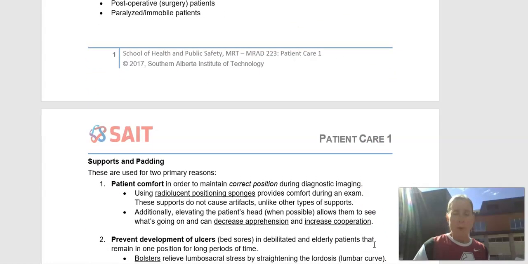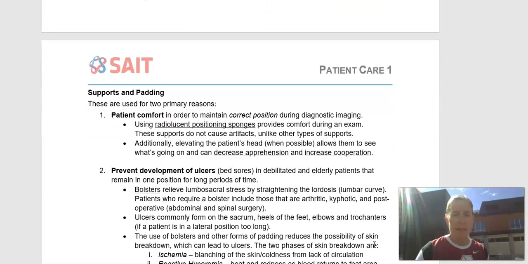When we are looking at having the patients transferred, we want to make sure when we're talking about supports and padding that the patient is comfortable. We need to have those patients in the correct position in order to obtain the x-ray. And in order to assist with that, we provide these radiolucent sponges. These sponges come in many shapes and sizes. They also come in different firmness. It's sort of like a bed mattress, right? Some are softer and some are firmer.